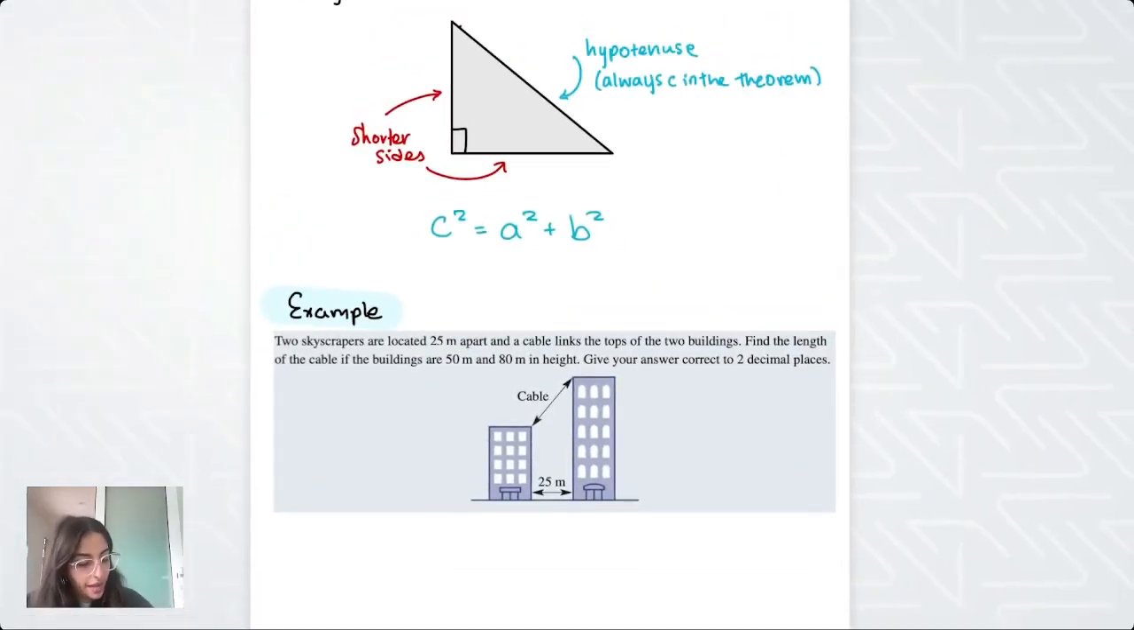Alright, so I'll give you guys a hint. You guys want to draw a right angle triangle right here. Okay. The bottom is 25. We also know that the height of this building is 80. And the height of this building is 50. So you guys should be able to work everything out from there.